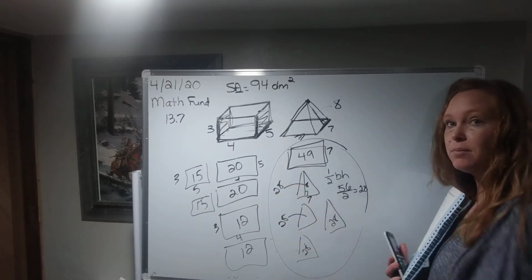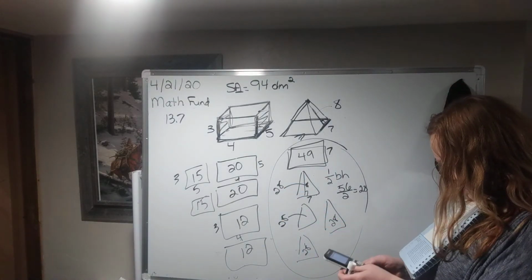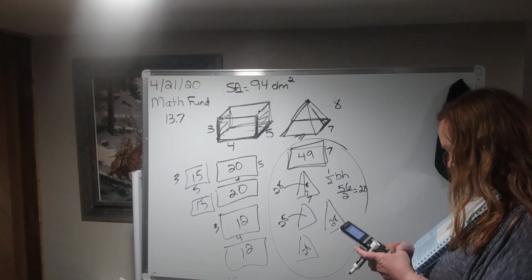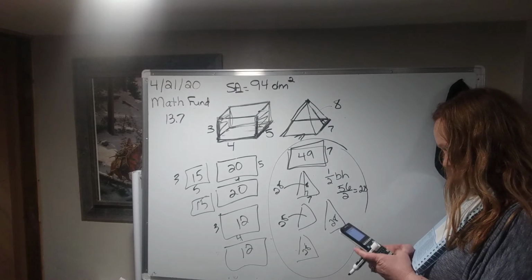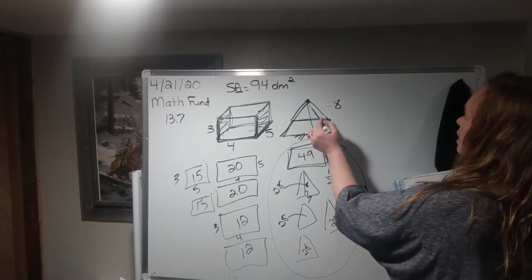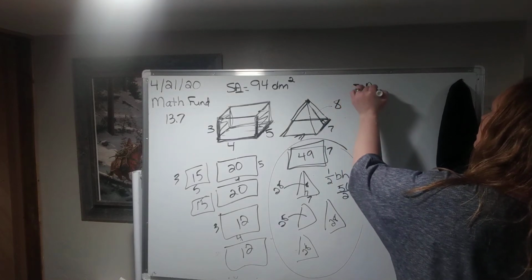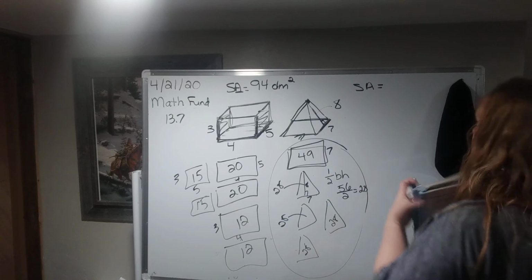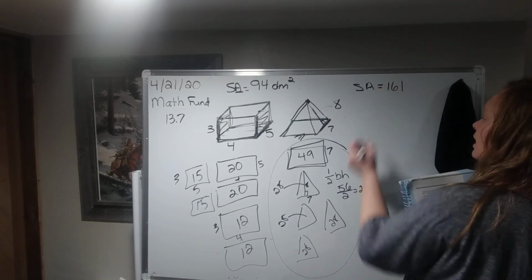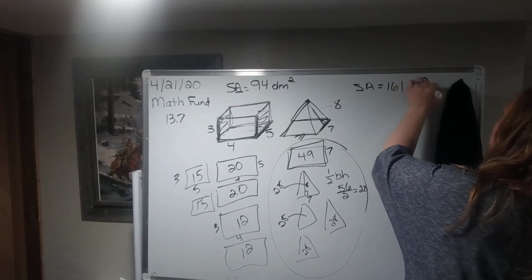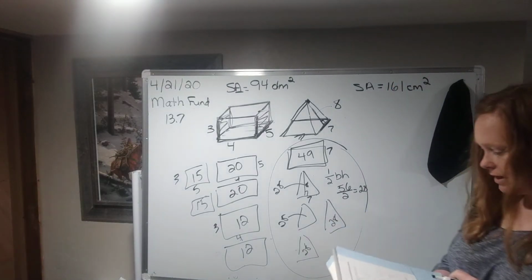Now I need to add them all together. So 49 plus 28 plus 28 plus 28 plus 28 equals 161. So the surface area of this square pyramid equals 161. What was my measurement in? Centimeters squared. Okay, because we're finding area.